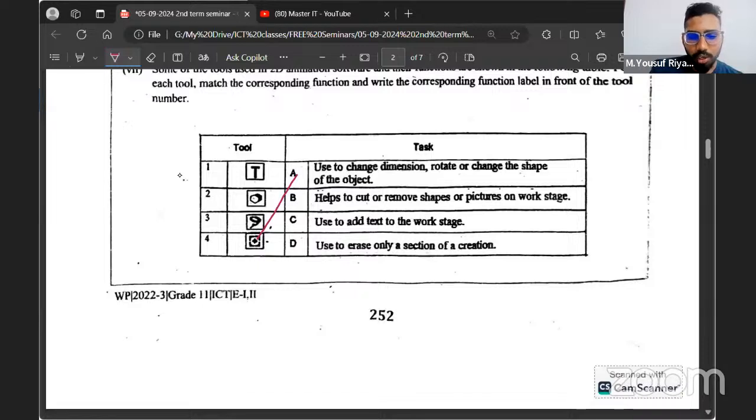Then, to cut or remove shapes or pictures on the workstage. Actually, not exactly cut or remove. This tool is used to select, and after selecting, you can cut or remove as well. You can select using this tool, and after you select, you can remove it. To cut or remove shapes or pictures on a workstage, I'm going to match that with tool 2.